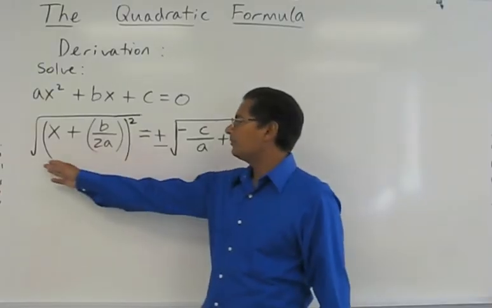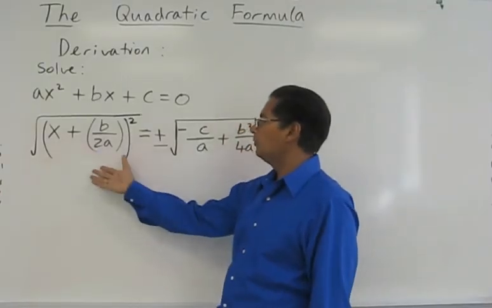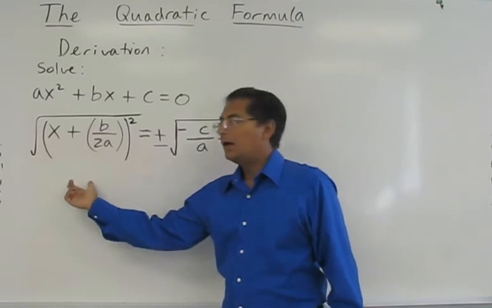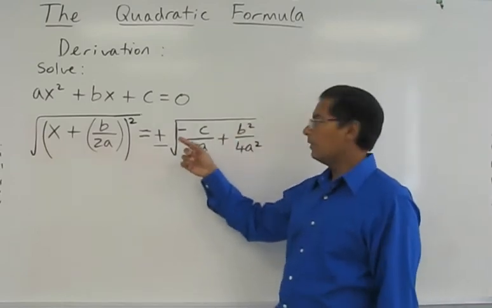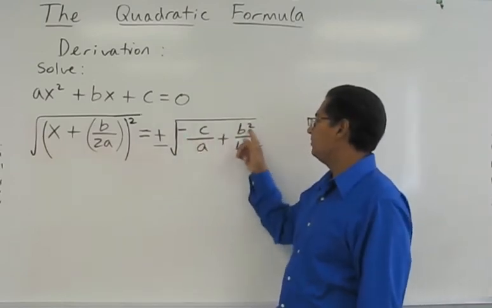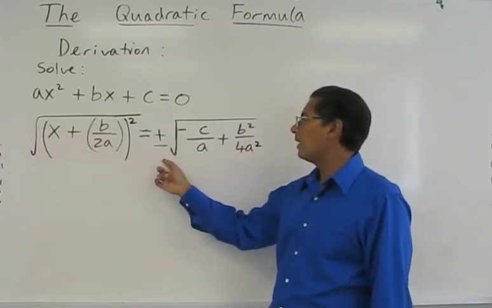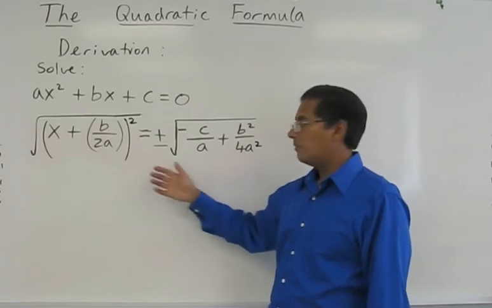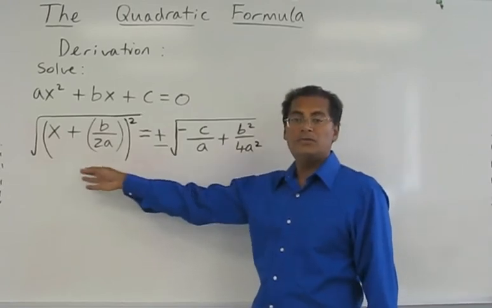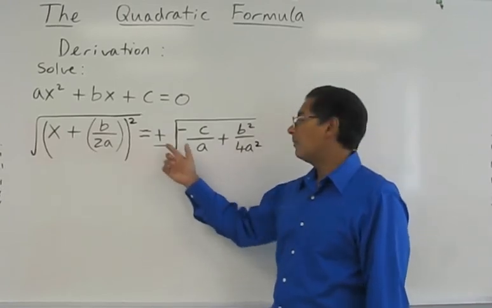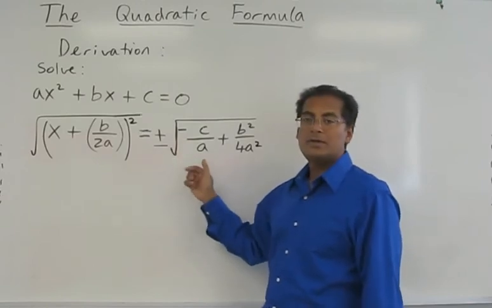So we have on the left side the square root of x plus b over 2a all squared. And then on the right side we had the square root of negative c over a plus b squared over 4a squared. One addition, this should be plus or minus the square root on the right side. Because remember, according to the square root property, when you square root both sides, you either have the positive or negative root on one of the sides.